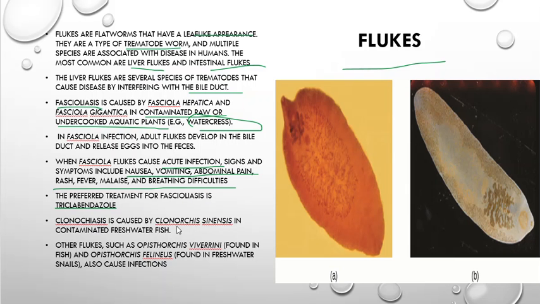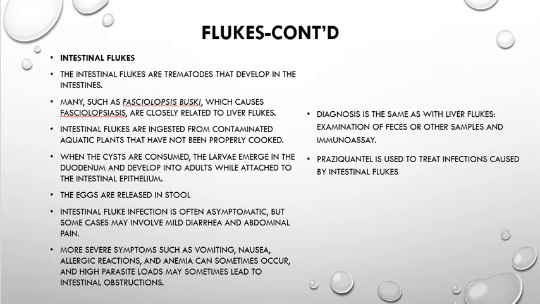Clonorchiasis is caused by Clonorchis sinensis and contaminated freshwater fish. Other flukes, such as Opisthorchis viverrini, which is also found in fish, and Opisthorchis felineus, found in freshwater snails, cause infections. And the last one, guys.